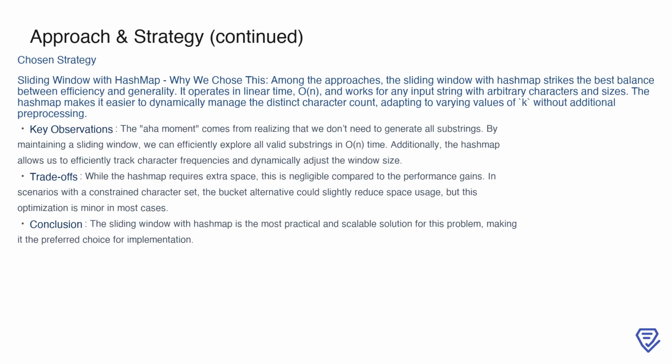While the hash map does introduce some additional space usage, this is a reasonable trade-off given the significant performance gains. In scenarios where the character set is constrained, we could consider using a fixed-size array as an alternative, but this optimization is often unnecessary. Overall, the sliding window with hash map is the most practical and scalable solution, making it the optimal choice for implementation in this problem.